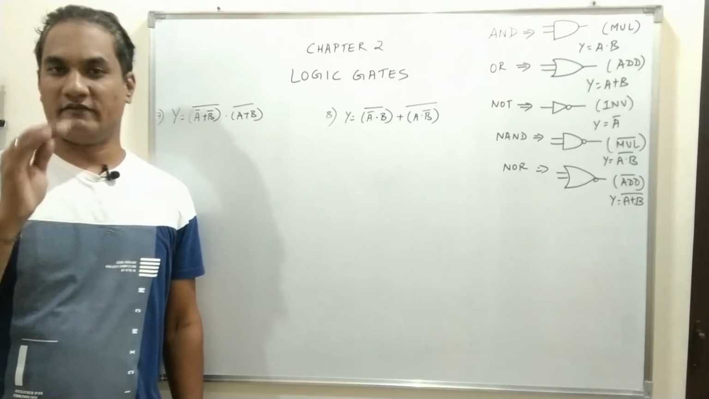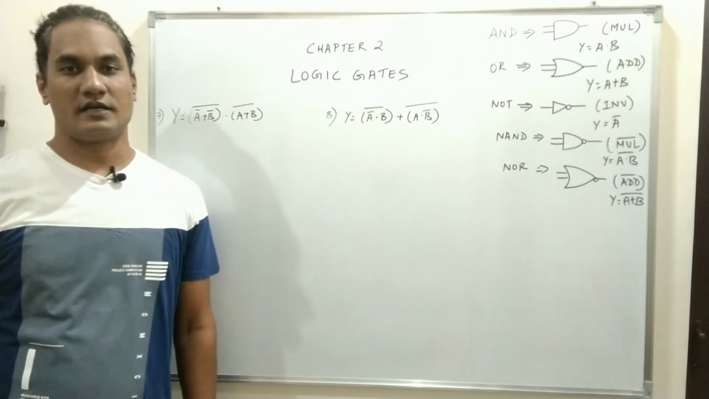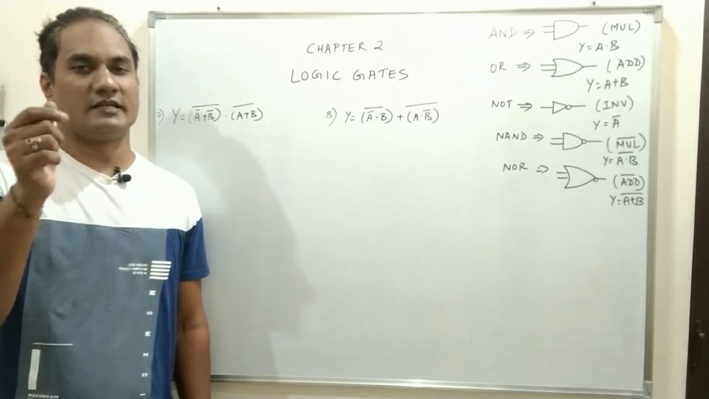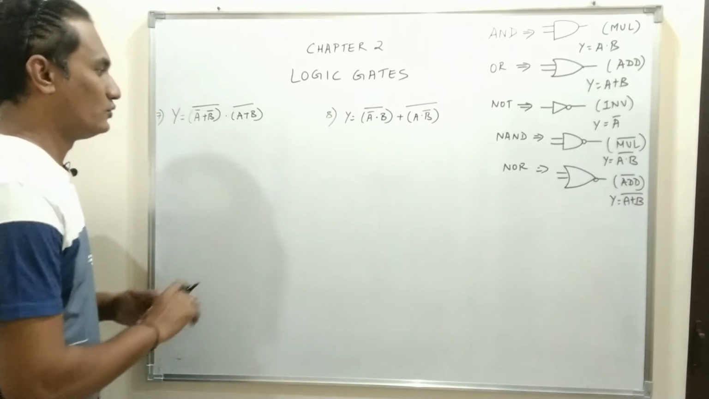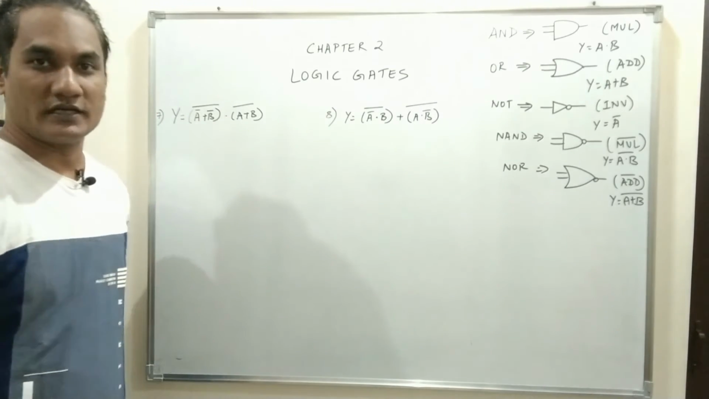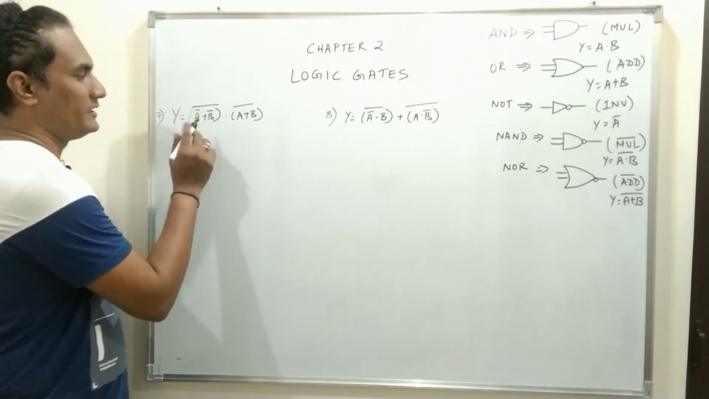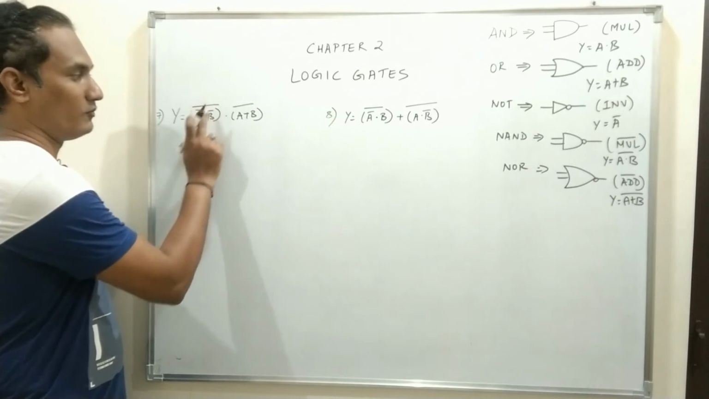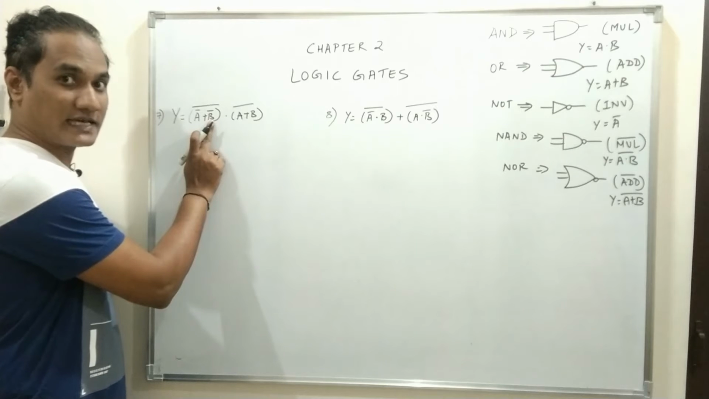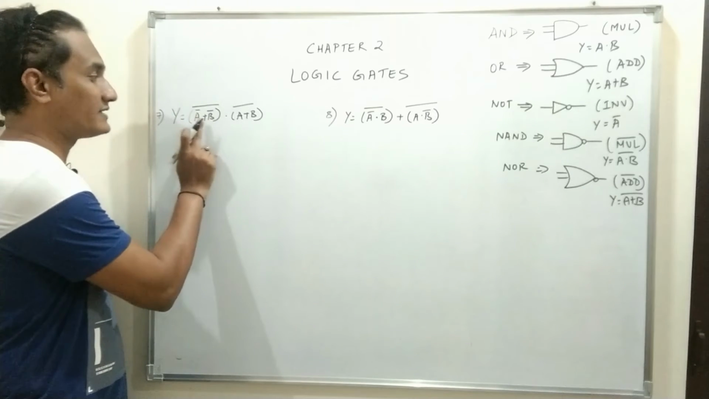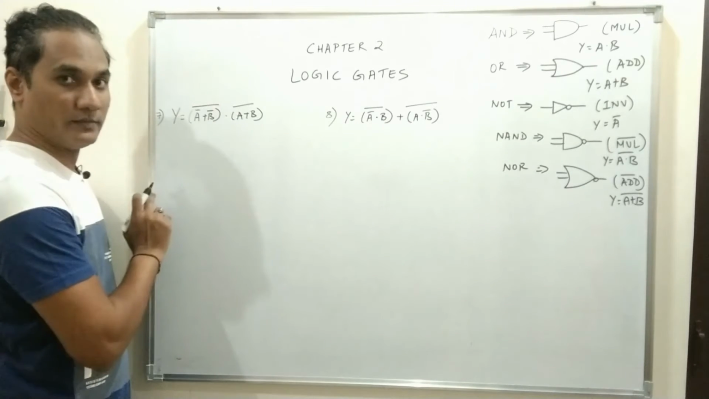Let us increase the level of the equation a little bit. Let us make it a little bit more difficult. Now let us try to design these two circuits. The first one will be (a bar plus b bar) whole bar. The variables have individual complements as well as these two are connected by a whole complement.